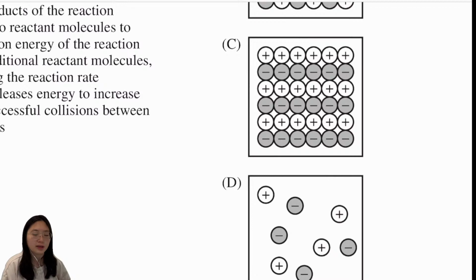Yes, we don't need to know what enzyme it is. We just need to know that that is the catalyst. That's another name for the catalyst in biology.